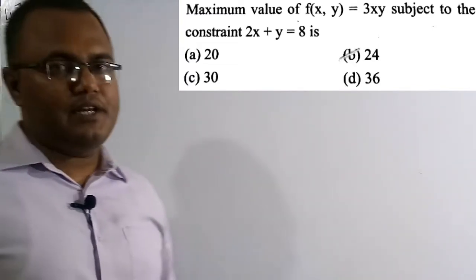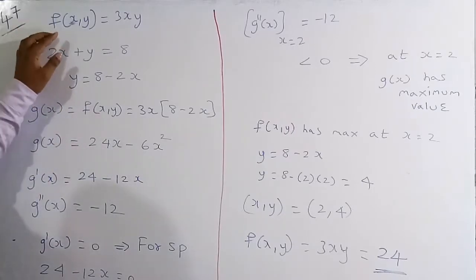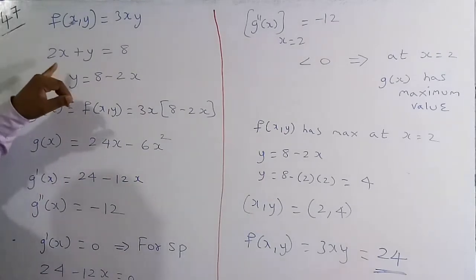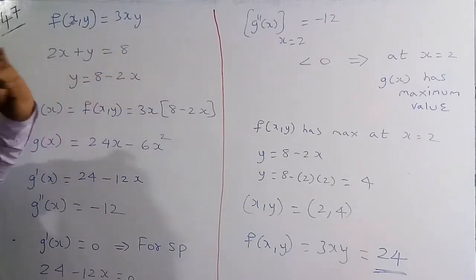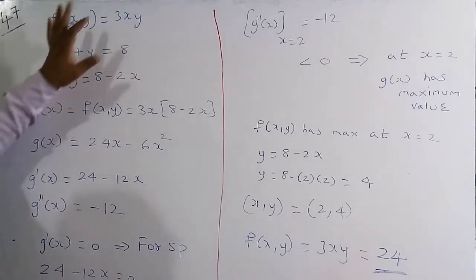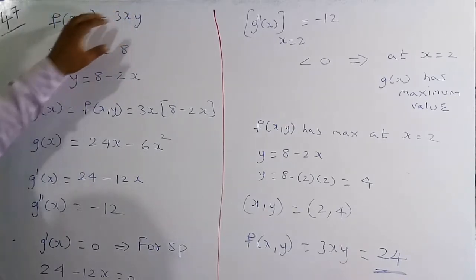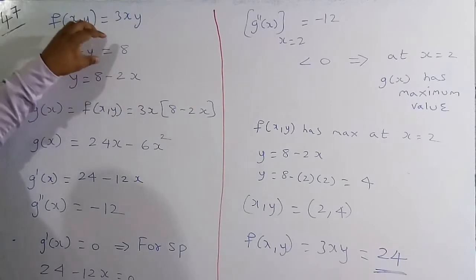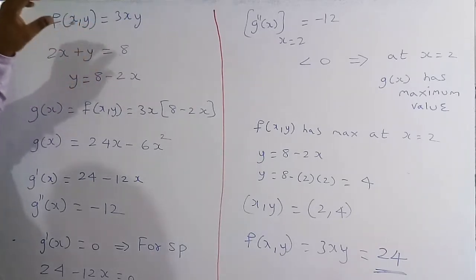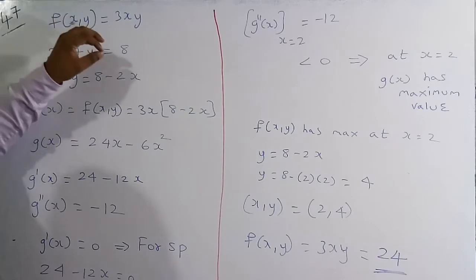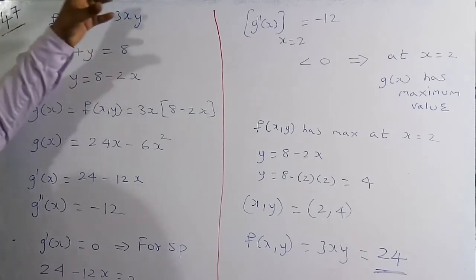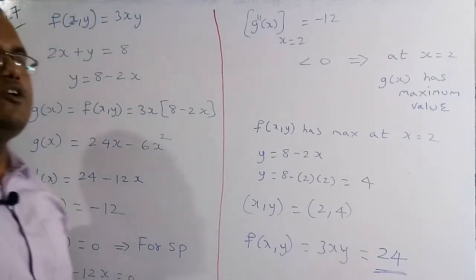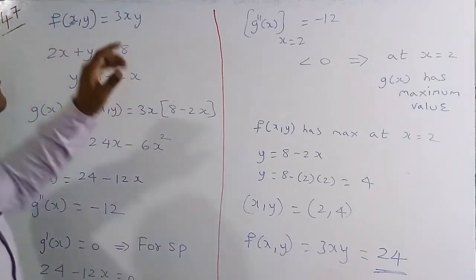So let's solve this numerical. In the question it is given that the function f of x comma y is equal to 3xy, and also the equation of the line is given, which is 2x plus y is equal to 8. They are asking the maximum value of this function given this constraint. It means that the point x comma y should lie on this line, and at the point lying on this line, at what value do we get a maximum. So we have to find the maximum value of this function, and that point x comma y should lie on this line.